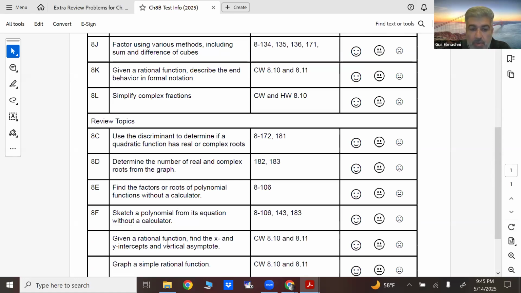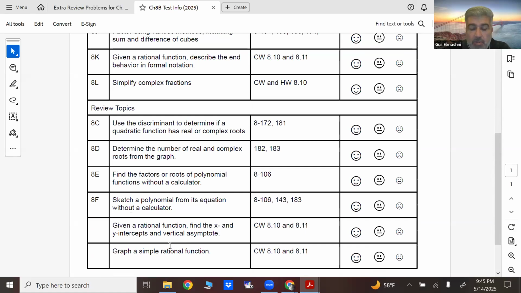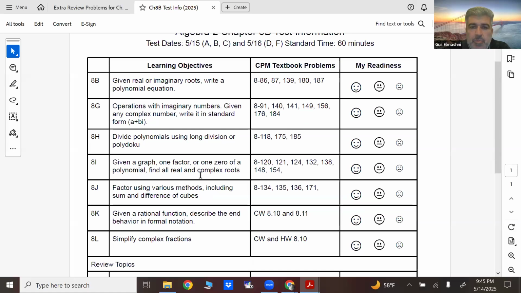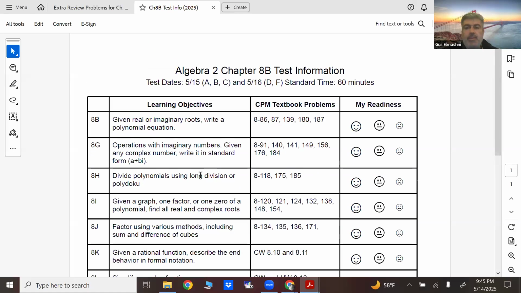Find x, y intercepts from a rational function. Graphing a simple rational function, we talked about that, like y equals 1 over x minus 2 plus 1. Discriminants, complex roots, find factors of roots. Talk about that as well. So you have it all. So anyway, that's kind of all I wanted to say for tonight.